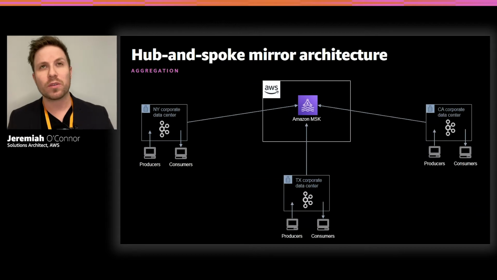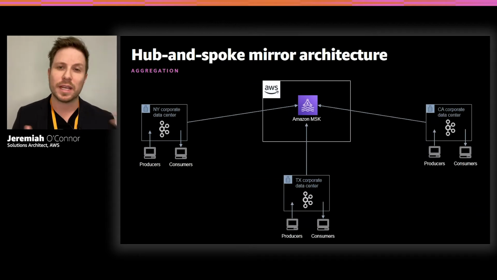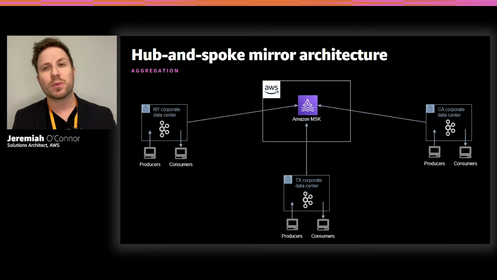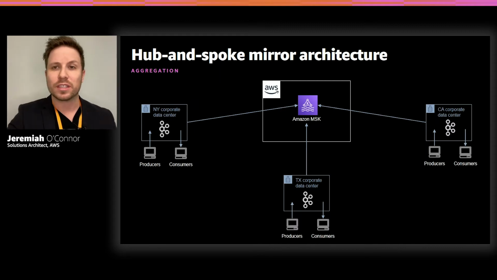All right, so first I want to walk through a couple reference architectures for these common use cases that I was just describing. The first, we refer to as a hub and spoke mirror architecture. This is typically used for data aggregation. In this situation, I've got corporate data centers that are running in New York, in Texas, and in California.